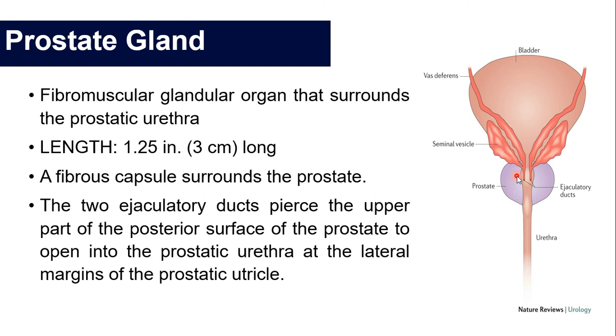So take note that the somewhat conical prostate has a base, which lies against the bladder neck above, and an apex. So this is the base and the apex, which lies against the urogenital diaphragm.